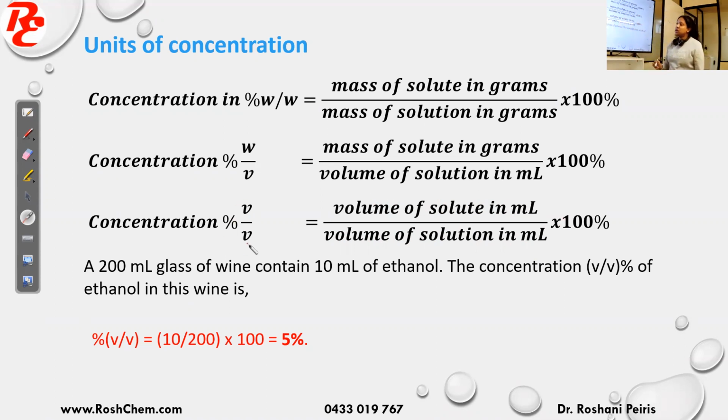Okay, we'll look at this question. A 200 mL glass of wine contains 10 mL of ethanol. The concentration V to V percent of ethanol in wine is. Okay, so in this one, first you understand what your solute is and what your solution is. You have a 200 mL glass of wine, that's your solution, and it contains, what is the solute now? 10 mL of ethanol. So you want to find percentage V to V. Therefore, the solute divided by the solution, your solute is 10 mL of ethanol divided by 200 times by 100 to make it a percentage. So you get 5%.